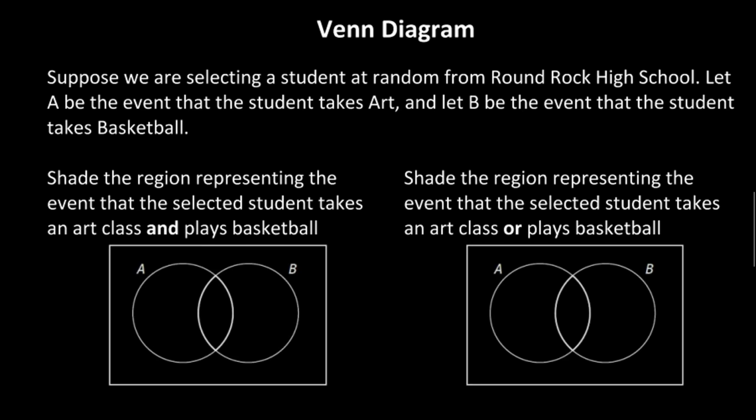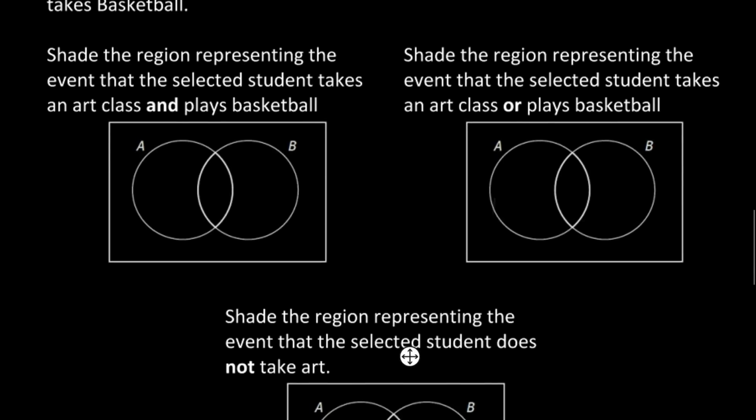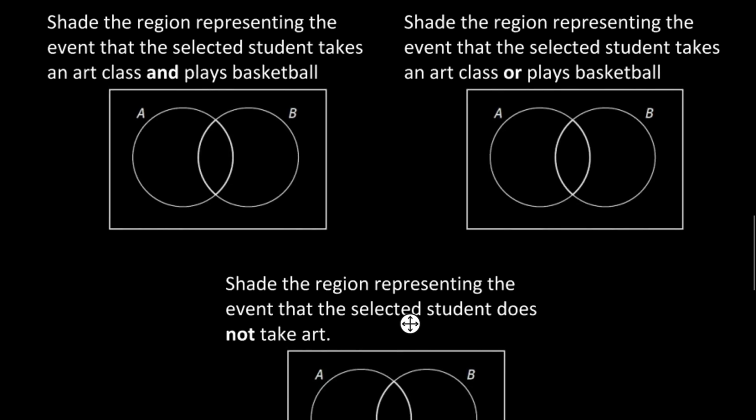So now we're going to be going over Venn diagrams and how they relate to the probabilities we've been doing. Suppose we are selecting a student at random from Round Rock High School. Let A be the event that the student takes art and B be the event that the student takes basketball. So here we have these Venn diagrams. A represents our art students and B our basketball students.